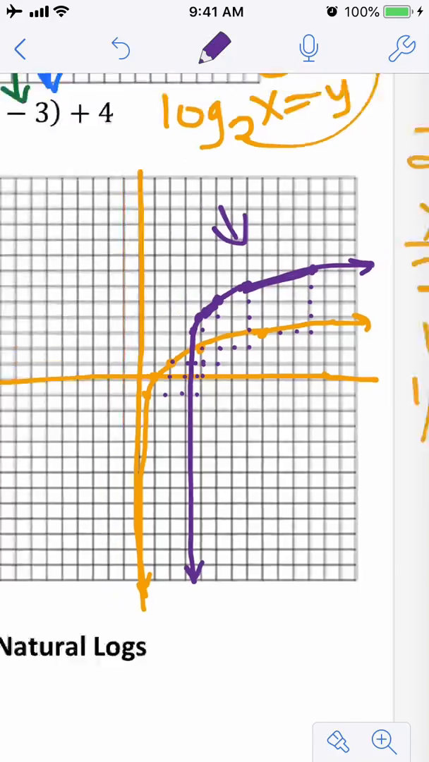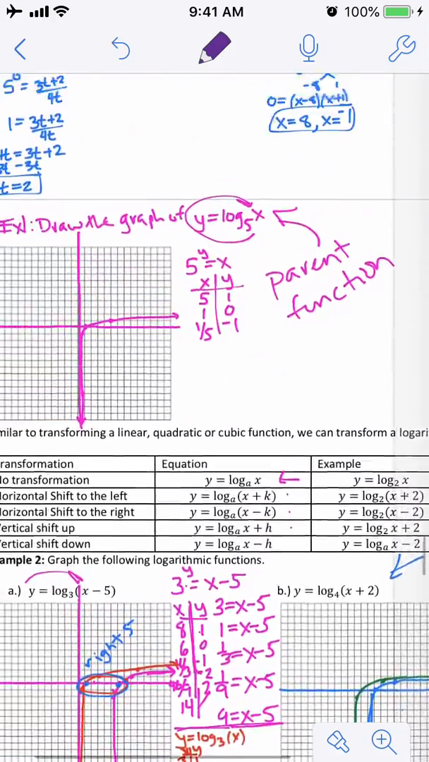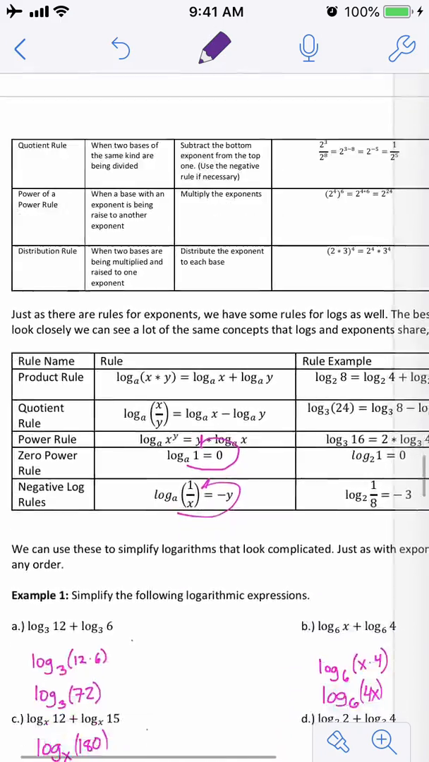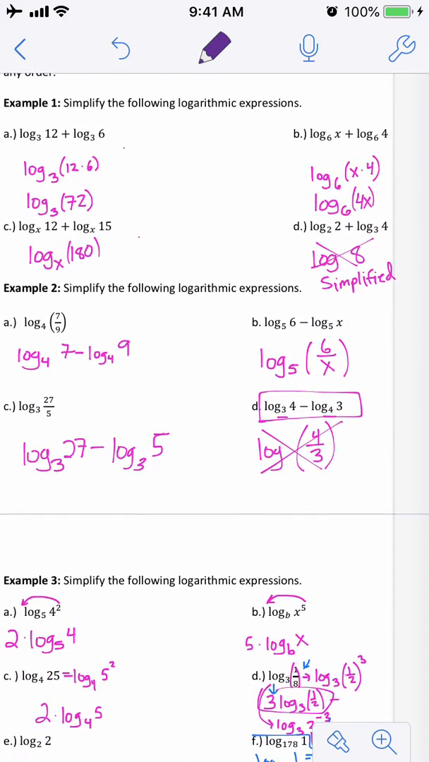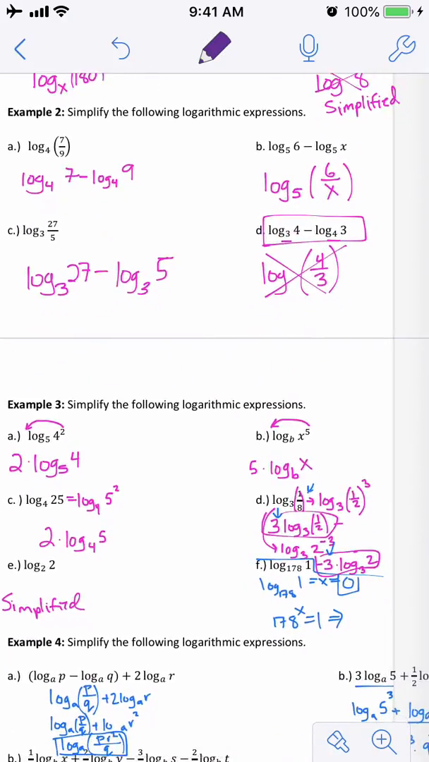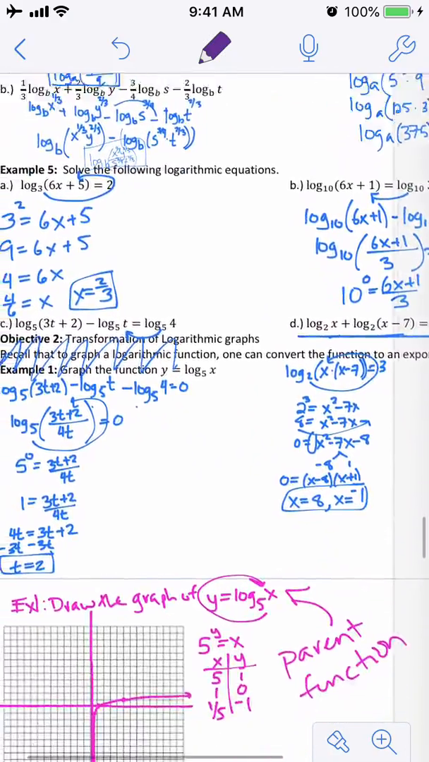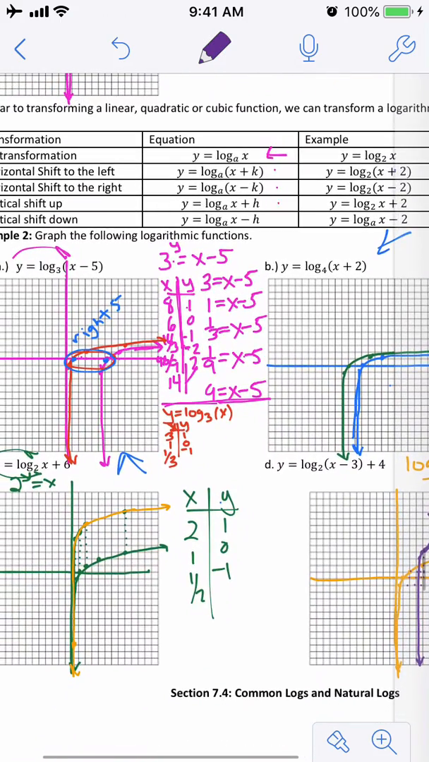Okay, cool. Alright, so we've talked a lot today. Talked a lot about rules of logarithms, right? There's the 3 big ones, the product rule, the quotient rule, and the power rule. How they can be used to solve equations, and then how you can graph transformations using these shifts.